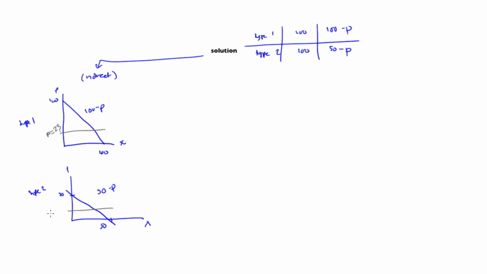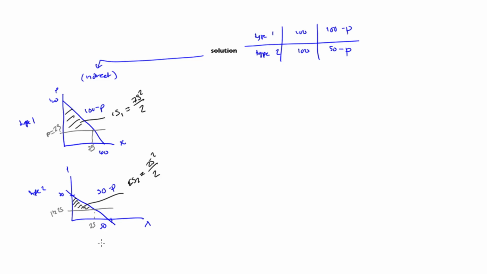And ask, what is the consumer surplus? Notice that at a price of 25, this consumer buys 75, and this consumer buys 25. So, as you have learned, the consumer surplus for this individual is this area. So the consumer surplus for a type 1 is that area, which is 75 times 75 divided by 2, 75 squared divided by 2. The consumer surplus for this guy is that area, which is 25, consumer surplus 2 is 25 squared divided by 2.